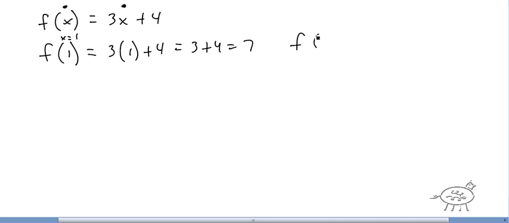So that's what it is. f of 1 equals 7. Okay, it's a pretty simple concept. It's really not that bad at all. And let's try another one.